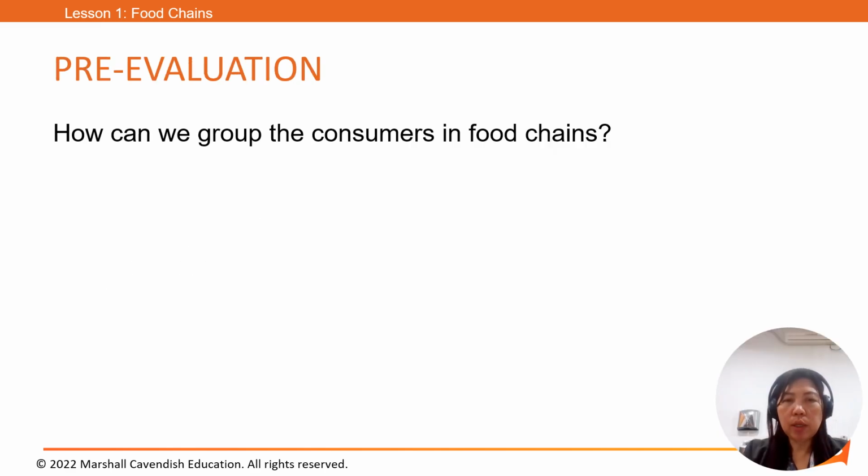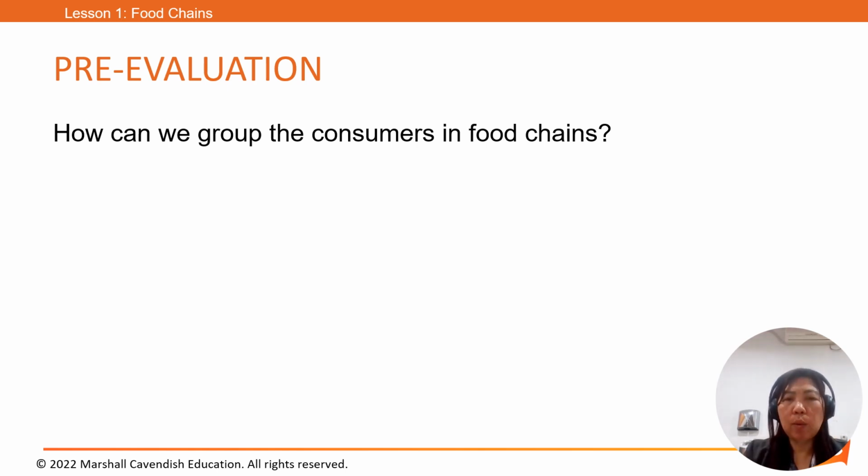A quick question before we start with the explanation. How can we group the consumers in food chains? Do you still remember? Yes, that's good. We know that consumers in food chains can be grouped into three: herbivores, carnivores, and omnivores.